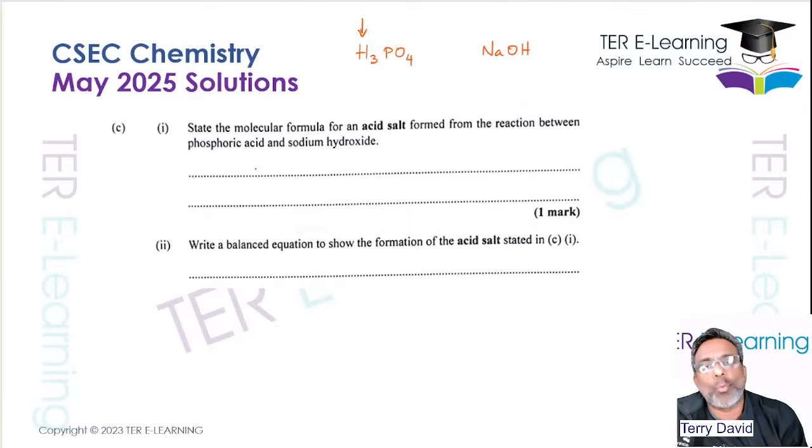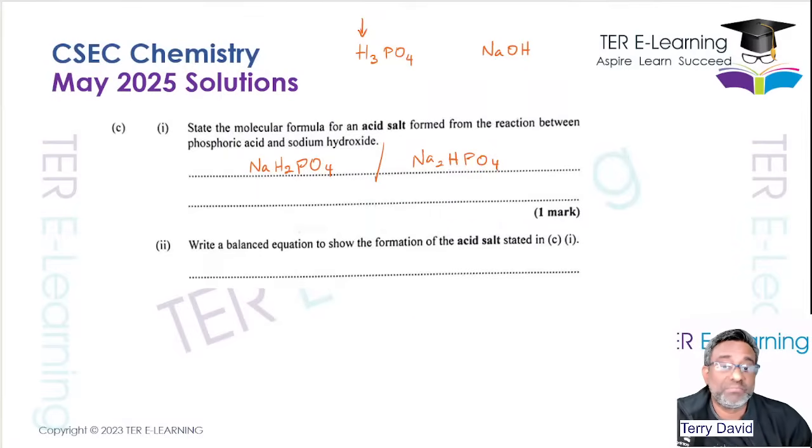So let's say you replace 1. If you replace 1 of the H, you will end up with NaH2PO4. That is one possible acid salt that we could get. Alternatively, you could probably get something like Na2HPO4. Let's say you replace 2 of the H's, you will end up with Na2HPO4. That's another possibility, because it said state the molecular formula for an acid salt. Any one of them is possible here.